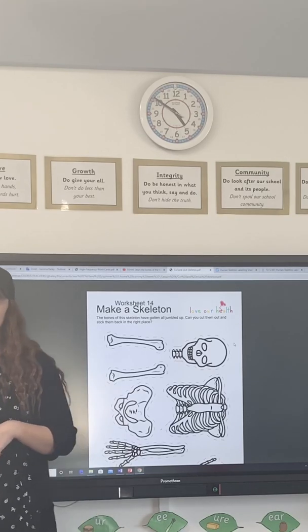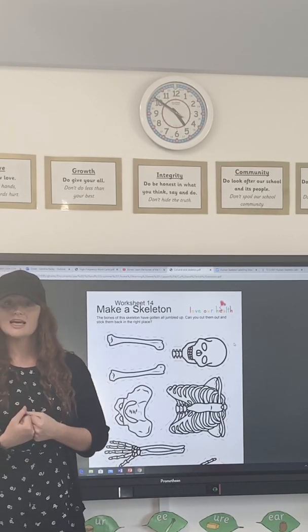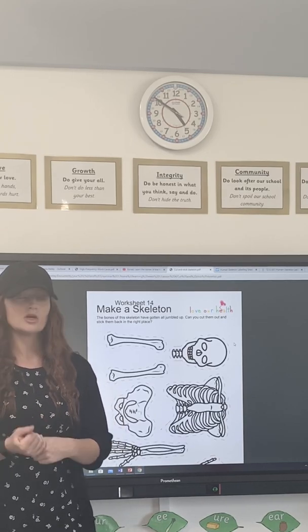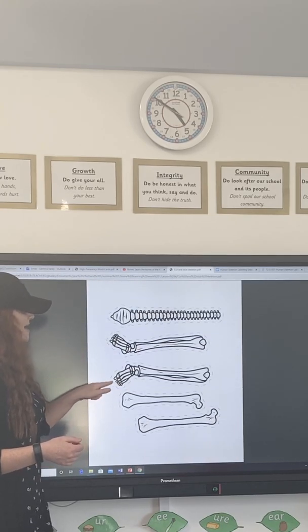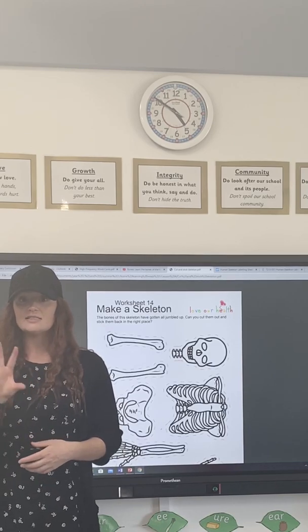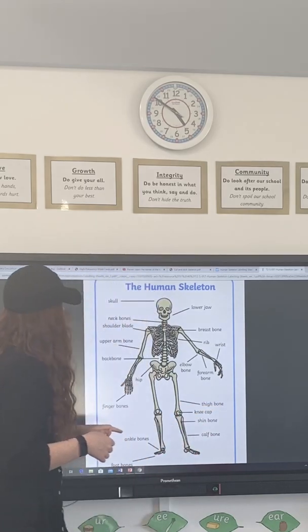So for your task, I want to see whether you can put the bones of the skeleton together to make a full skeleton, label it, and then say what the functions of each of those bones are. So for example, here is a skeleton that's all over the shop. All the bones need to be cut out using scissors and fixed together. And then you can label them, just like this one.